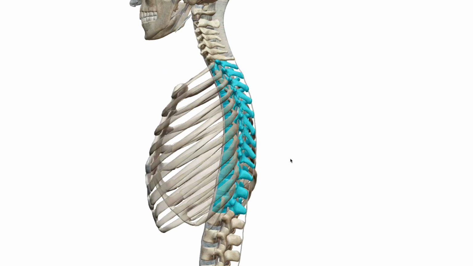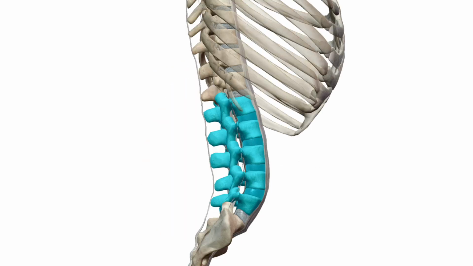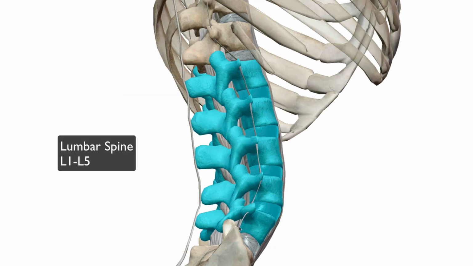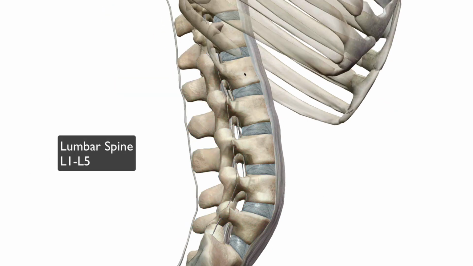And now let's make our way down to the lumbar. All right, so here we have the lumbar. The lumbar is L1 to L5. Okay, so here's your L1 and then your L5.